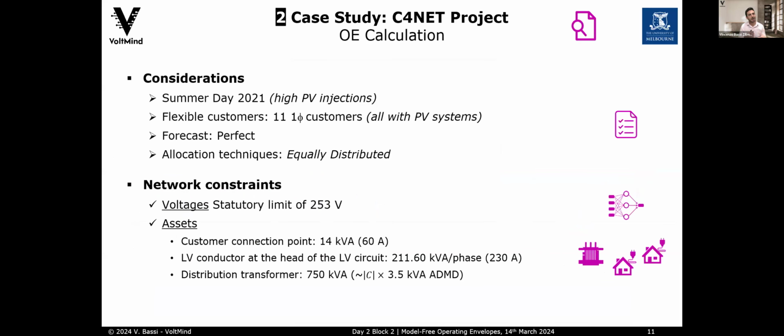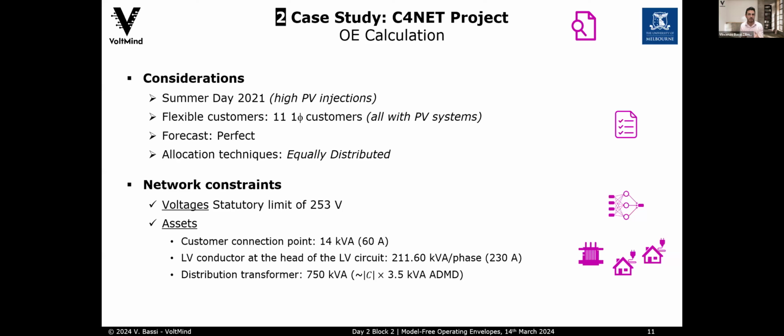So in terms of operating envelopes, an overview of what we did: we calculate the operating envelope for a summer day of 2021. The idea is that we use a day with high PV injections. We are going to consider 11 flexible customers, all with PV systems. In terms of forecast, we use perfect forecast. So we calculate what we call hindsight operating envelopes. And in terms of the allocation technique, we're going to use equally distributed operating envelopes.